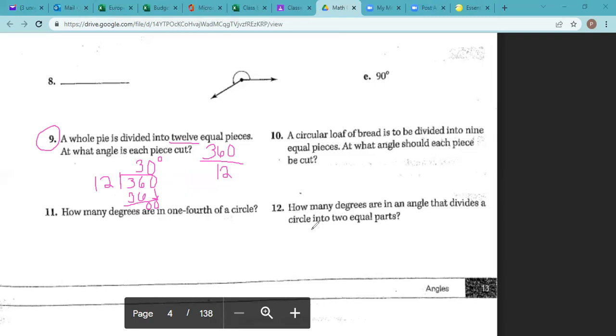Now, 11 and 12, we've already done that. They're just writing it into a question form. For 10, you've got 9 equal pieces, and you've got a circular piece of loaf bread. Sounds very delicious. So you're going to do it the same way that you did number 9, but you have 9 pieces here. So again, you're going to take it and divide it into 360 degrees. If you want to go ahead and pause the video and do those 3 problems, go ahead and do that.